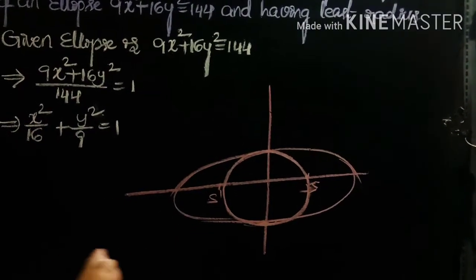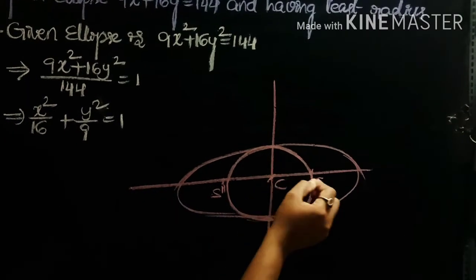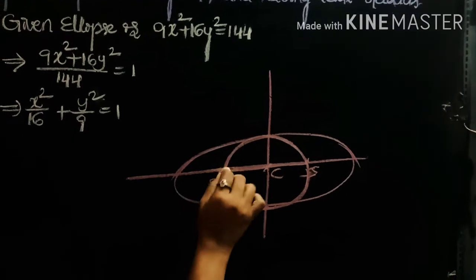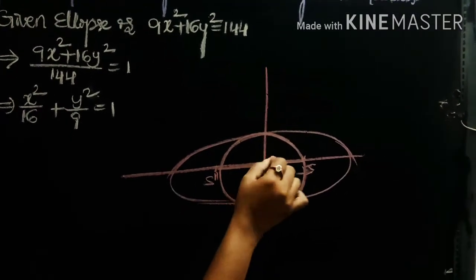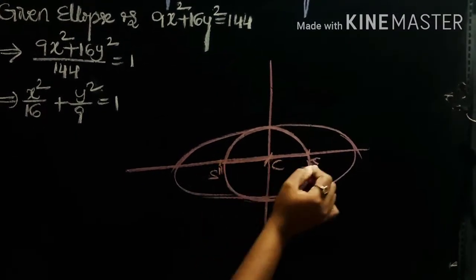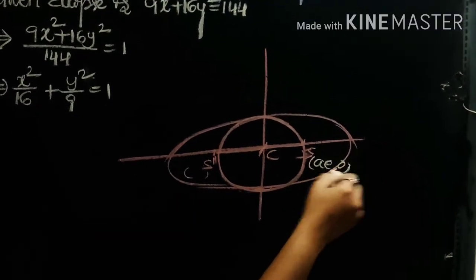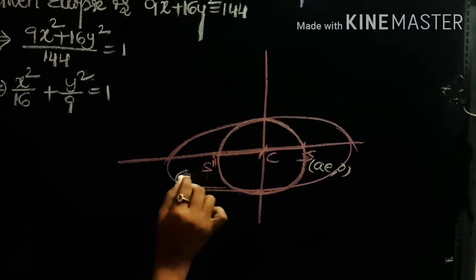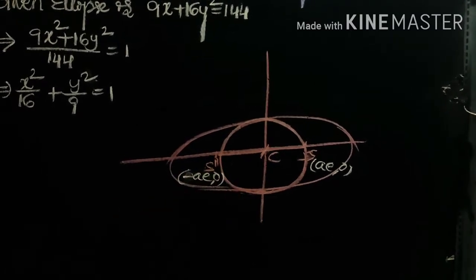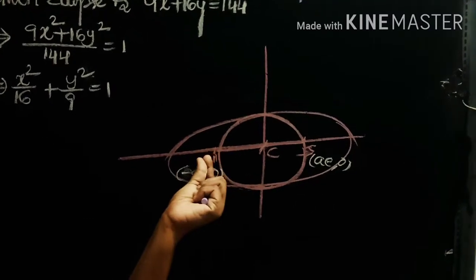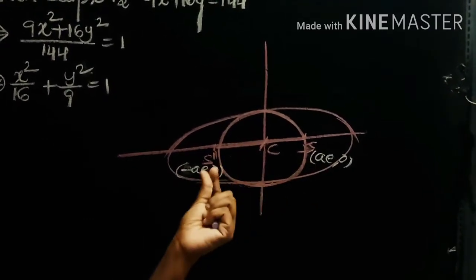So to get the least radius, if the center lies on the line S S dash, then the circle has the least radius. To get the least radius, the condition is the center must lie on the line S S dash. That is the condition. What are the coordinates of the points S comma S dash? S is equals to AE comma 0 and S dash is equals to minus AE comma 0. So when the center lies on this line, then this is the diameter. Diameter means these two are the endpoints of the diameter.